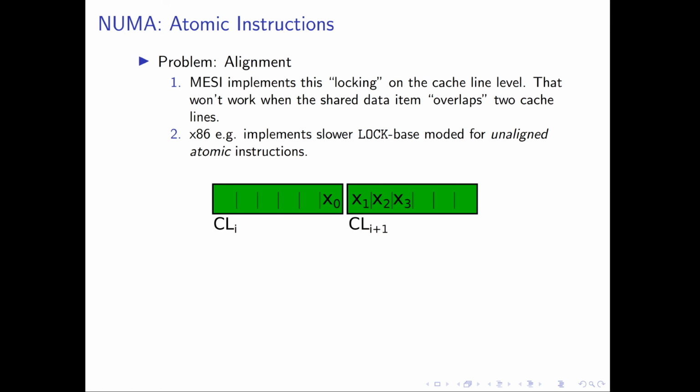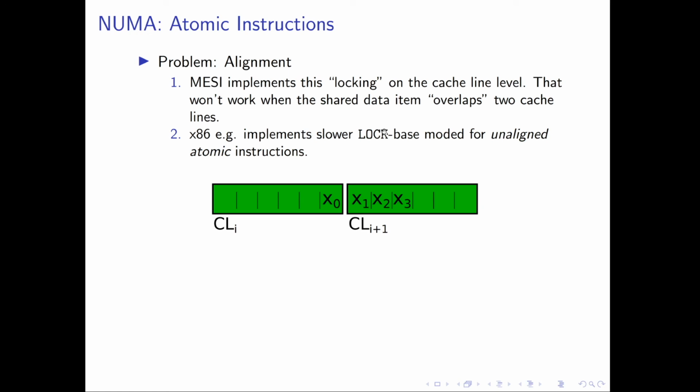What is important to note here is that MESI operates on a per cache line level. When MESI changes the state, it changes the state for a single cache line, like this cache line here on the right. And if we have a data item that overlaps two cache lines, like this data item here, x0, x1, x2, x3, then the CPU cannot use MESI and it cannot use write for ownerships. In this case, x86 will resort to the much slower lock-based, critical section-based method.